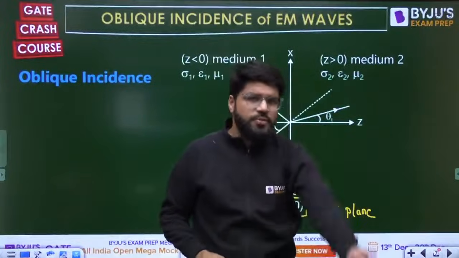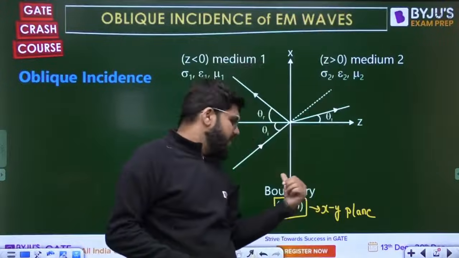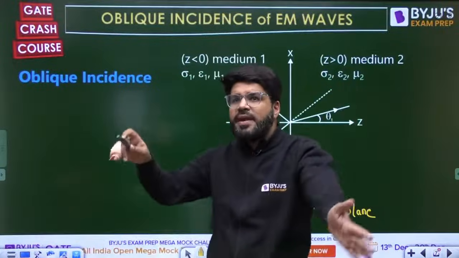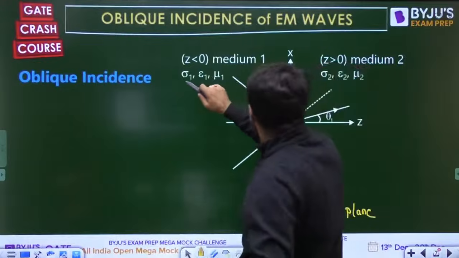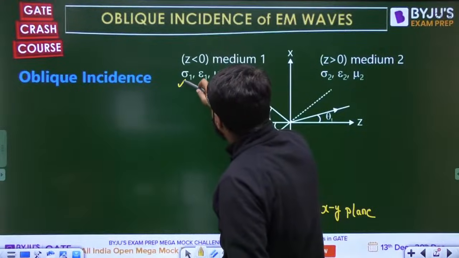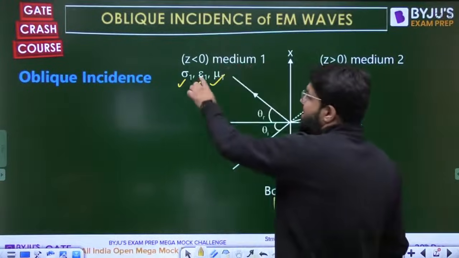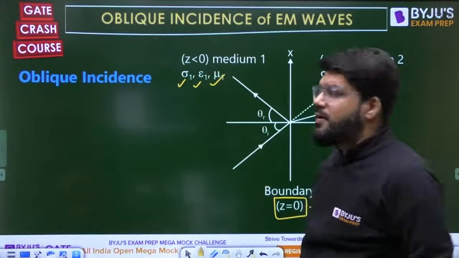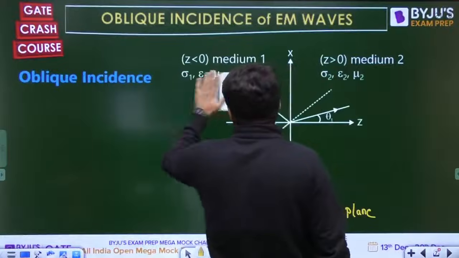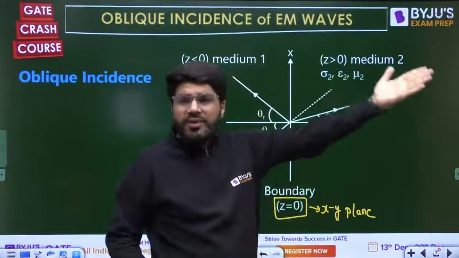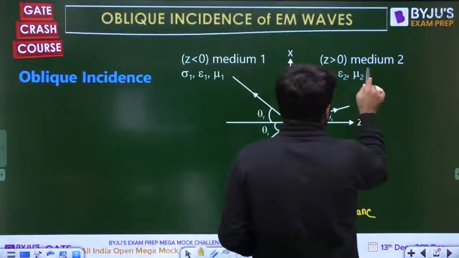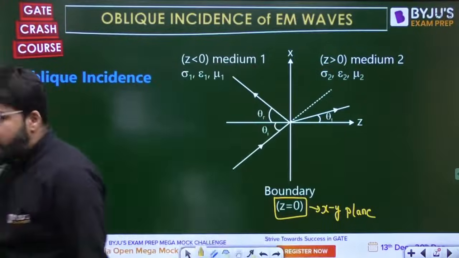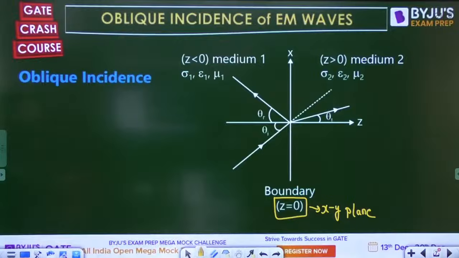So what you have to assume is, if this is the xy plane, z equal to 0, then on one side of this we have a medium characterized by the parameters sigma 1, epsilon 1, mu 1. That means conductivity sigma 1, permittivity epsilon 1, and magnetic permeability mu 1. As soon as I go to the other side, I have another medium which has the properties sigma 2, epsilon 2 and mu 2.